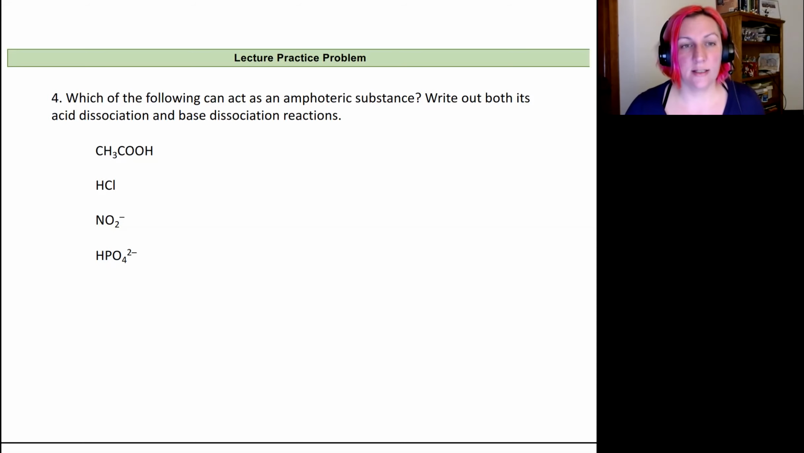Hopefully you've had a chance to give this problem a try. I'm going to walk through the solution. Here we have a list of 4 compounds, and we're being asked which one can be an amphoteric substance. Now, we've spent a lot of time talking about amphoteric substances, but we've only talked about one. We've talked about water being both an acid and a base, but that's our fundamental definition here: it can be both an acid and a base.